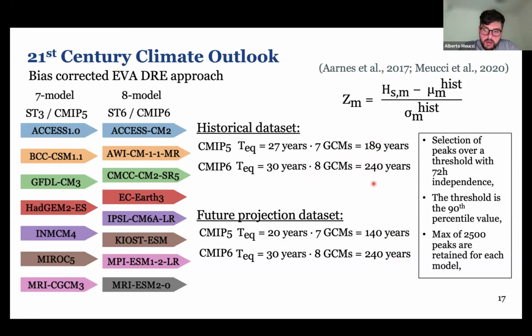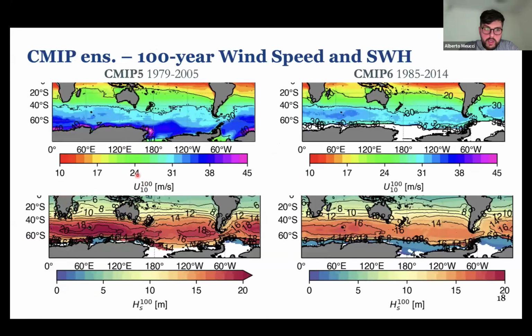And so I'm just showing you now the difference between what we have now in the extratropical cyclones region and what we had from the CMIP5.